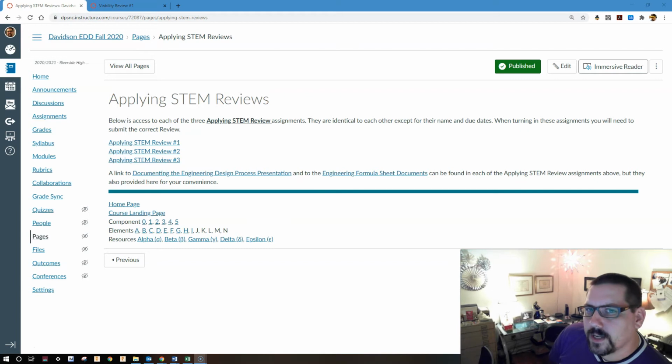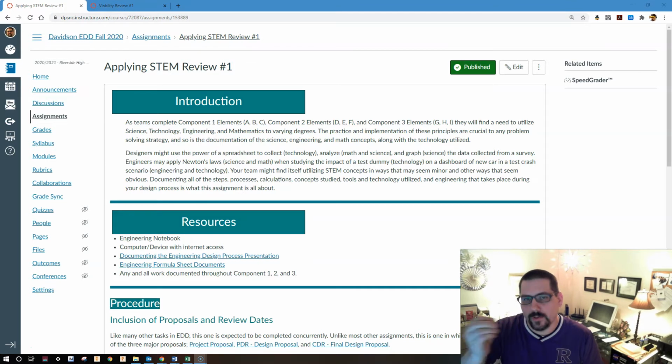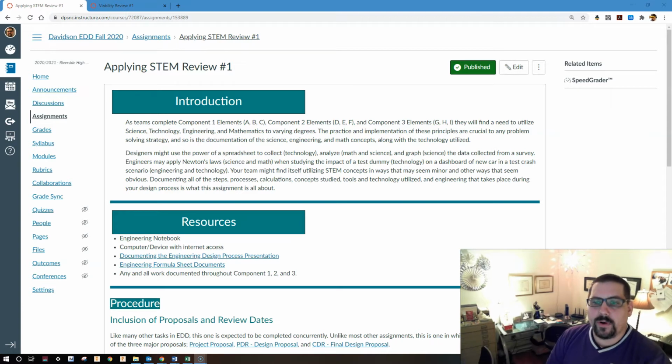Let's use Applying STEM Review number 1 as an example. Introduction. As teams complete Component 1, Component 2, and Component 3, they'll find a need to utilize science, technology, engineering, and math in varying degrees. It's important to point out that the practice and implementation of these principles are crucial to any problem-solving strategy. So therefore, make sure that the documentation that you have of any STEM principles is utilized.